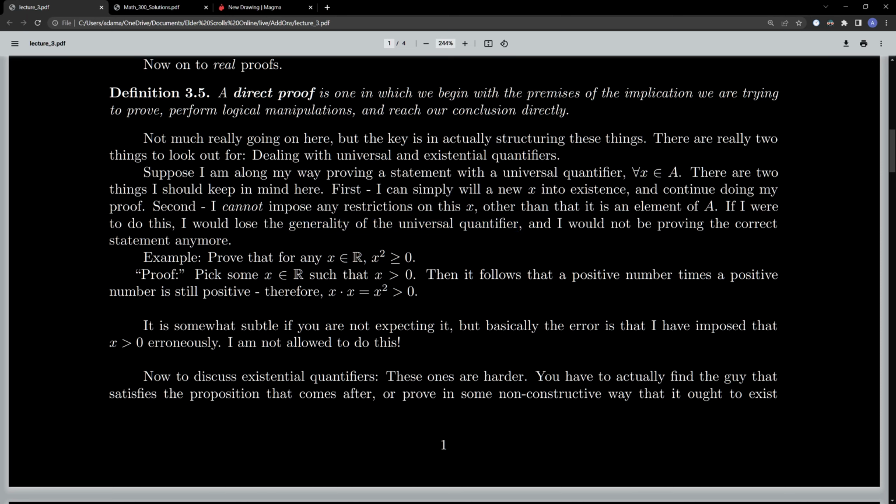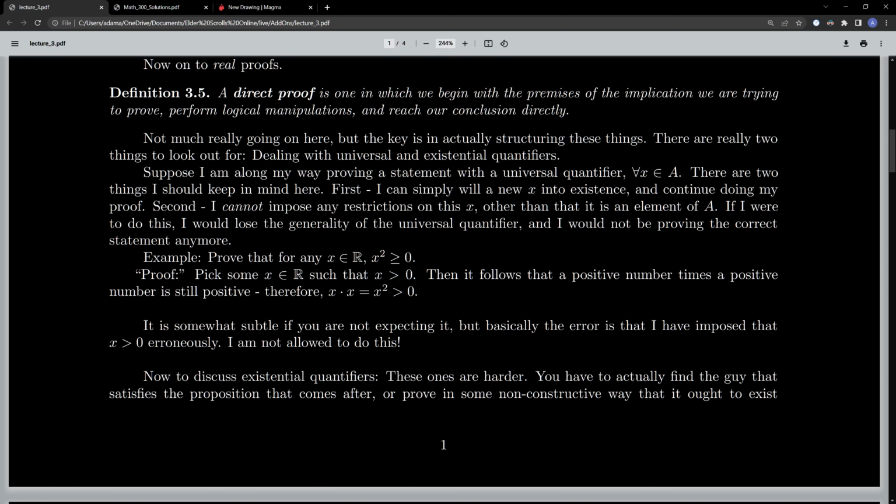So here's a very silly example. Let's instantiate some x inside of R, but now I say, okay, pick some x in R such that x is greater than 0. So obviously, I've lost generality because I haven't dealt with the case where x is 0 or x is less than 0. So whatever follows from here doesn't really mean anything because I'm not talking about this statement anymore. I'm talking about a completely different statement. And obviously, people are making this exact error where they just add on this random property.